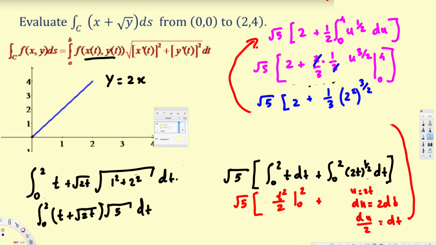From this one, you can see the square and this half cancel each other. So we get 2 power 3, so this is going to be 8 over 3. So square root of 5 times 2 plus 8 over 3. If we take the common denominator, this is going to be 6 over 3 plus 8 over 3, that's going to be 14 over 3. 14 over 3 multiplied by root 5 gives 14 over 3 root 5.